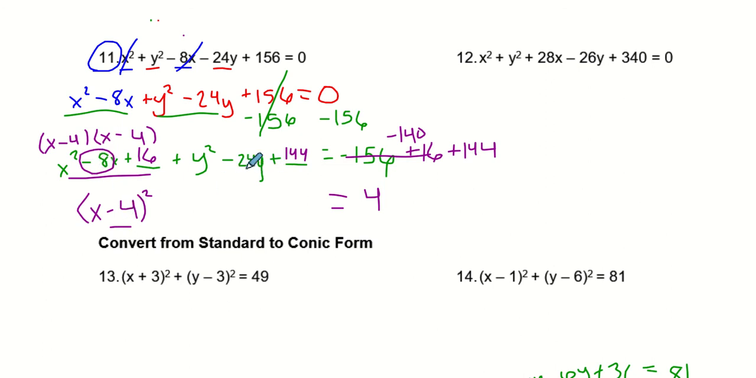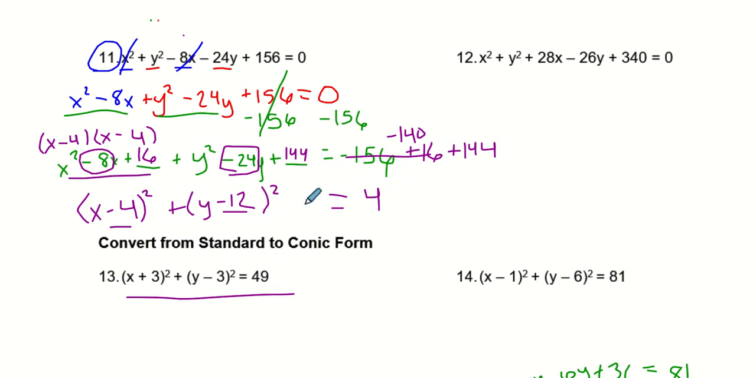The same thing is going to be true over here. We're going to have y, some number, squared. What goes here depends on what is half of this. So what's half of negative 24? Well, it's negative 12. And then you'll notice we're done. Now we have x plus or minus something squared plus y plus or minus something squared equals some number. And that's really what it needs to look like.